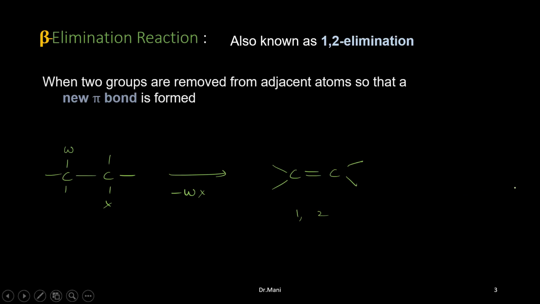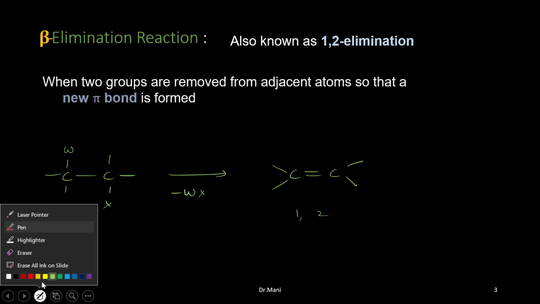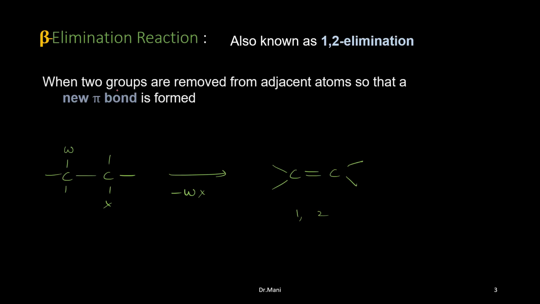Is that clear? Two groups are removed from adjacent atoms in this molecule, and that you need to remember. When two groups are removed from adjacent atoms so that a new bond is formed between the adjacent carbons, that kind of elimination is called a 1,2 elimination reaction. And remember, we say beta here because it refers to the relative position of the atom. One atom is taken as alpha, the other as beta. The leaving group is attached to the alpha and the other group is attached to the beta.